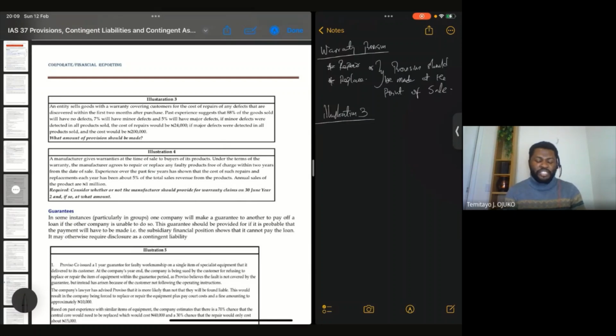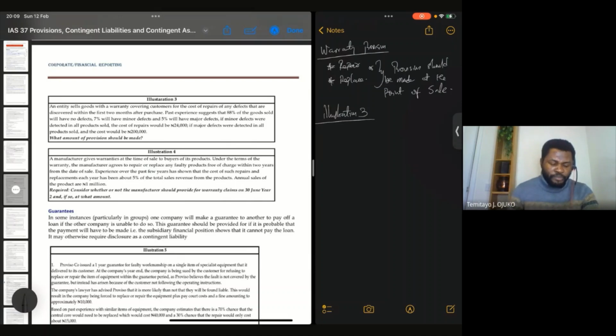Now, if minor defects were detected in all products, the cost of repair will be 24,000. Take note of all products. So you need to check how much per product. Now, if major defects were detected in all products sold, the cost will be what? 200,000. What amount of provision should be made? Let's quickly examine the question before we solve.